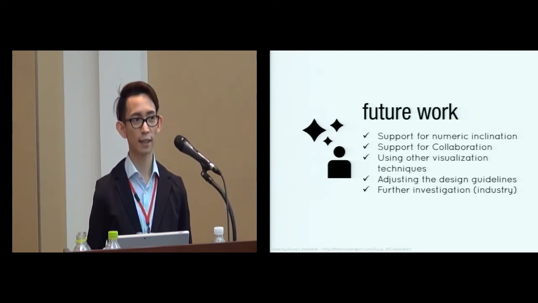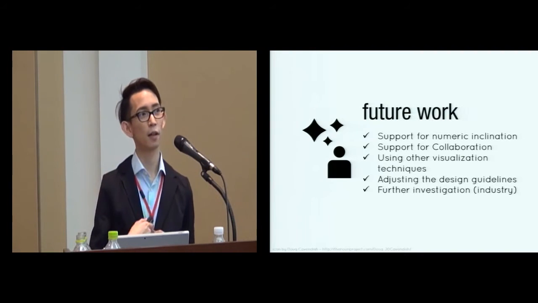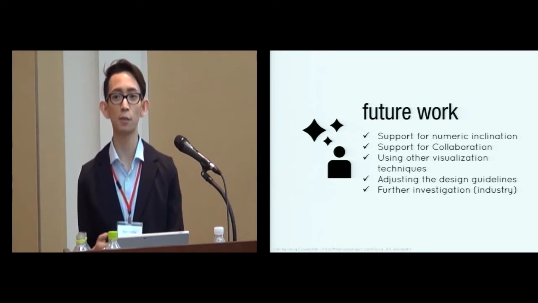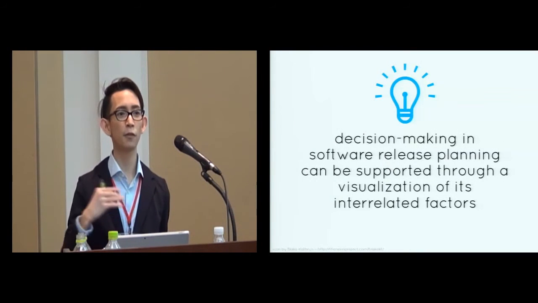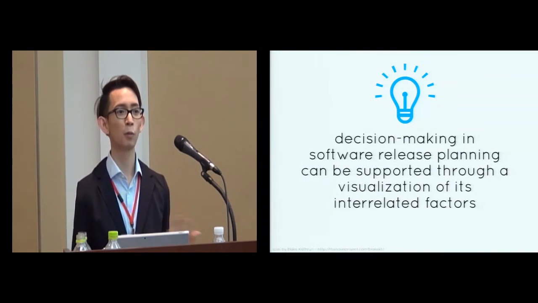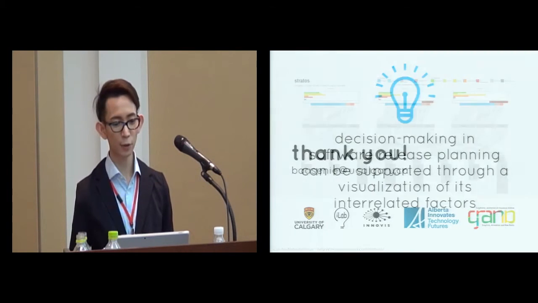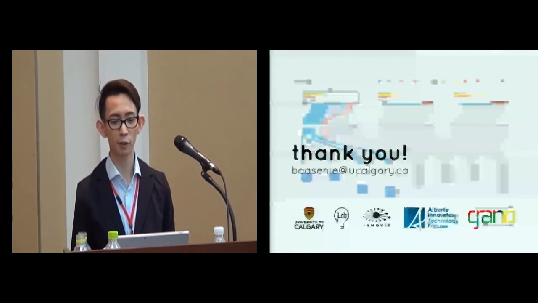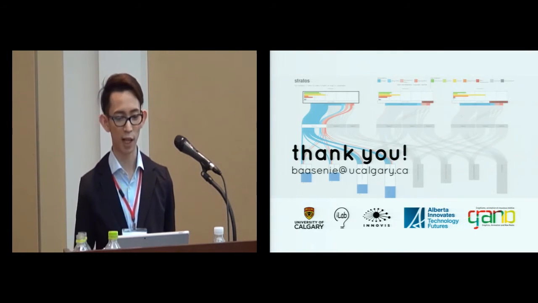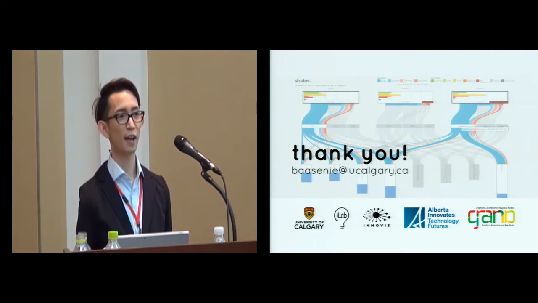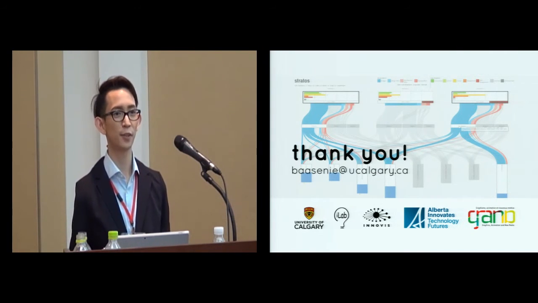So, adjusting the design guidelines that we have depending on these new things in the future, and further investigation, because like I said, all of our participants have release planning experience, but only 3 of them were actually from industry. So perhaps there is a different dynamic in industry that we'll want to see and support for decision making. All right, so I hope I was able to show that decision-making in software release planning can be supported through the visualization of the interrelated factors of release planning. I would like to thank you again for staying, and I'm now ready to accept questions.